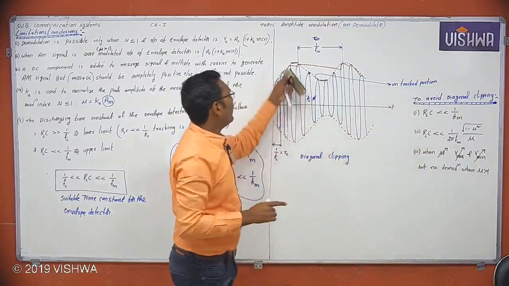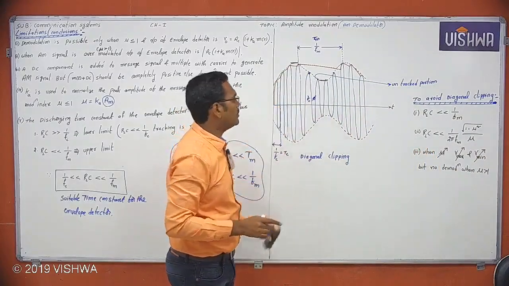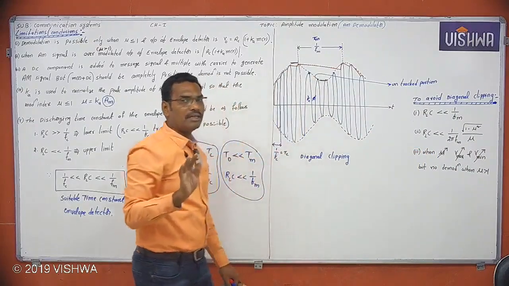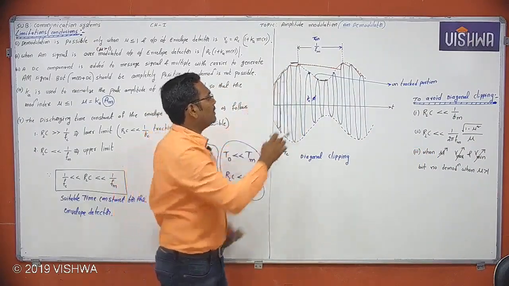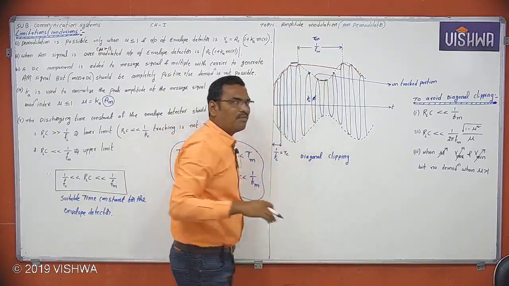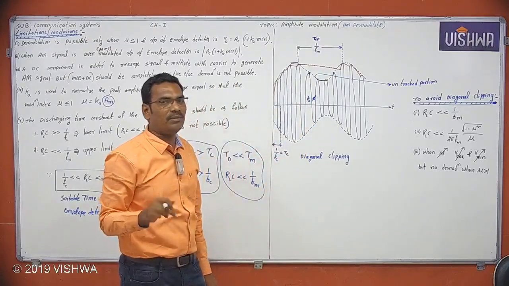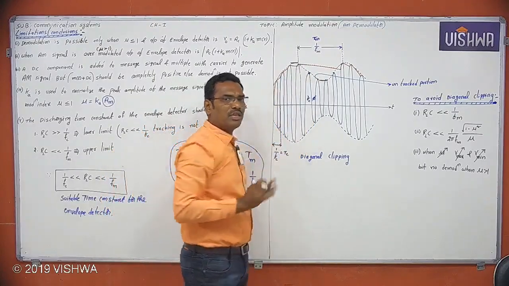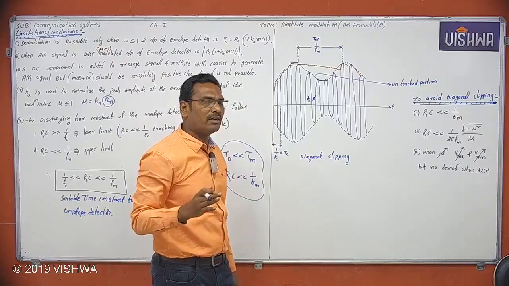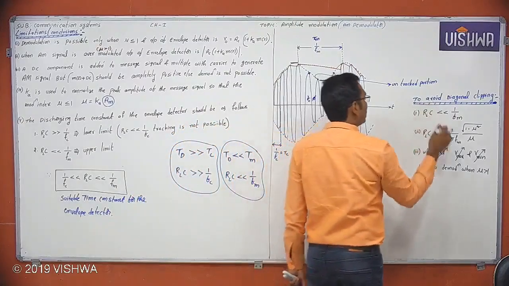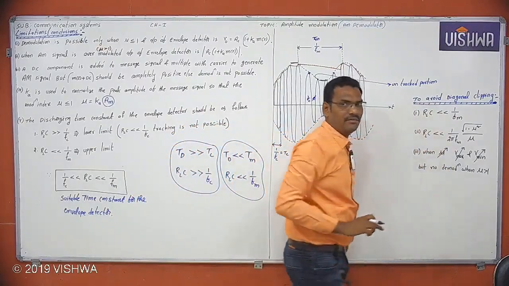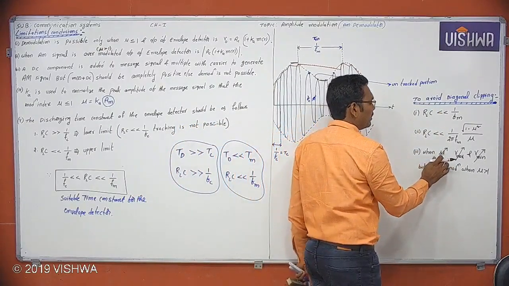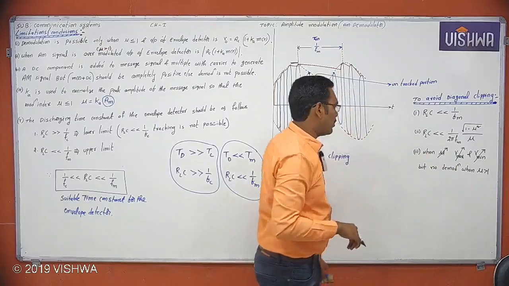When V maximum and V minimum change, there is a chance to avoid this diagonal clipping. But what is another problem? When mu changes, V maximum and V minimum change, and that affects avoiding diagonal clipping. But the problem here is there may be a chance of mu greater than 1. If mu is greater than 1, then there is no demodulation.